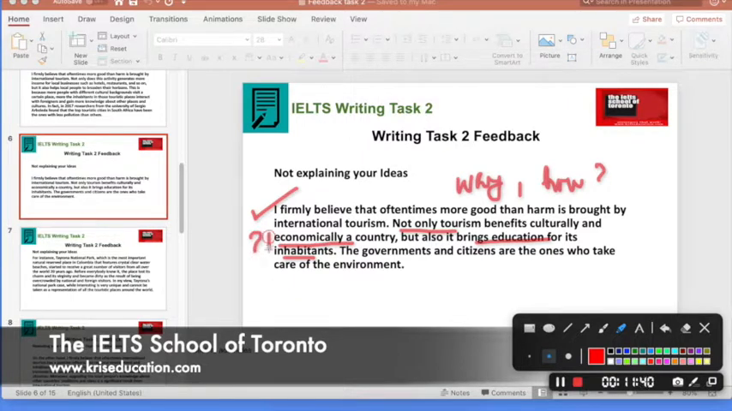We've got a problem here: coherence goes down, and task achievement, because you're not explaining your ideas. And you are adding a new idea here without explaining the first ones. So what we've got in this paragraph is 3 different ideas and none of them is explained. Please do not follow this example. You need to explain. So if you're saying that tourism benefits a country culturally and economically, as an examiner, I need to see why. What is the rationale? Why do you think that is the case? And that's where you go deeper. That's where you explain.